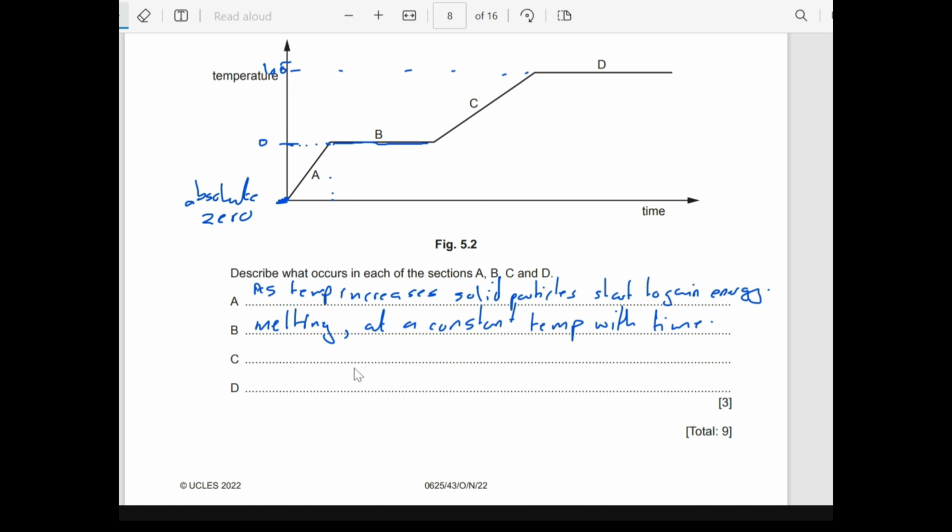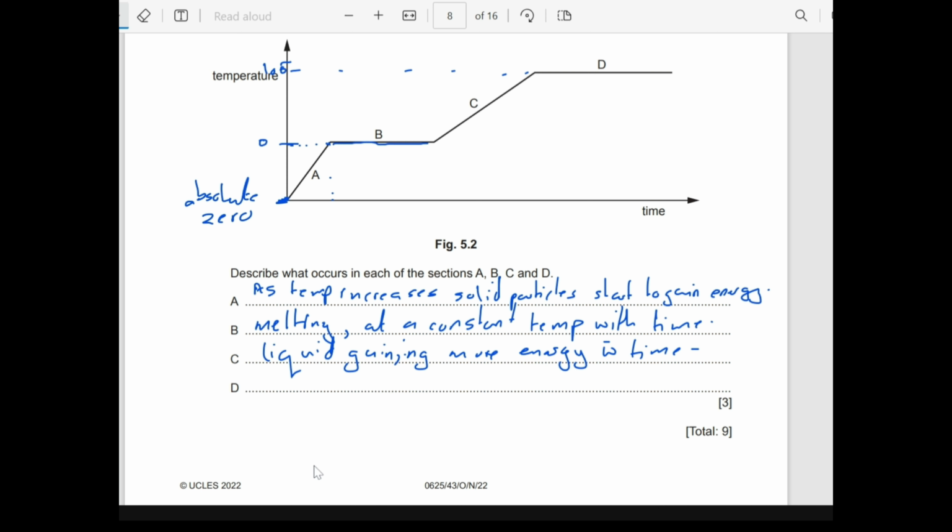Then on part C, what is happening? We're saying that that's the liquid now. Now you have the liquid, or we can say liquid gaining more energy. It's the liquid that is gaining more energy with time.